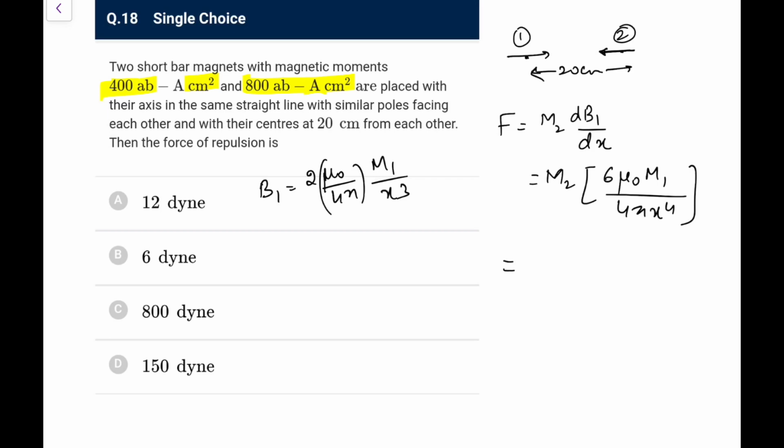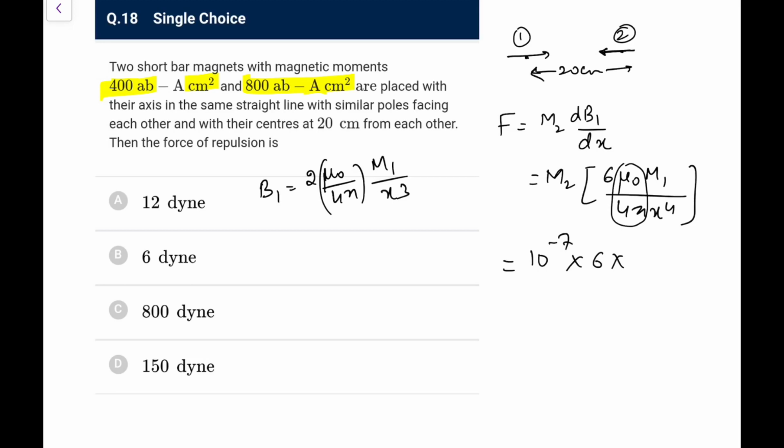So what the result ultimately comes out as is this. This mu naught upon 4 pi, I can write as 10 to the power minus 7, and this is 6 m1 m2, and now I don't know what to write for this because it is ampere centimeter square.